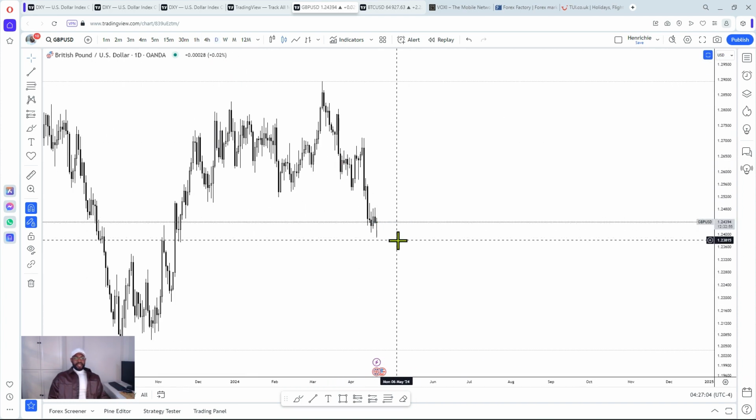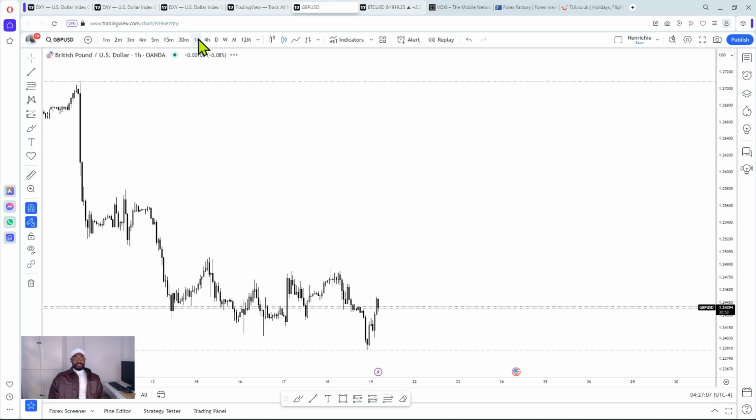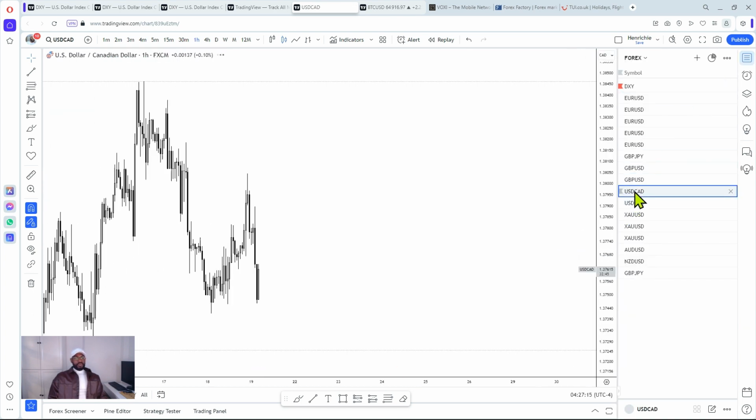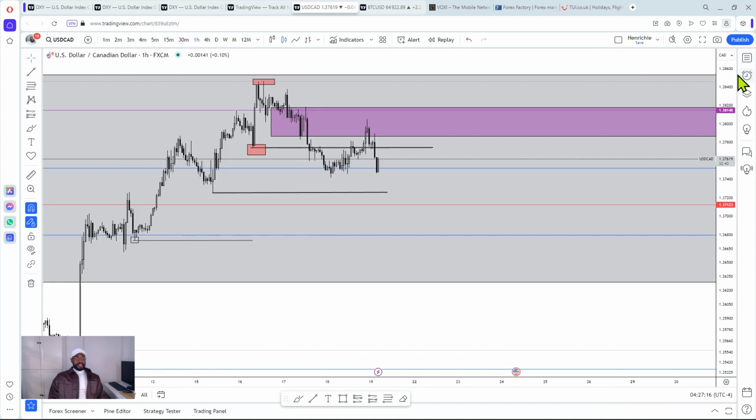And where we are right now on GBP US dollar, it can still be a very beautiful area to look for buys for it to continue to the upside. But personally, I'm not putting my money on GBP US dollar. So we'll look at USD CAD as well.